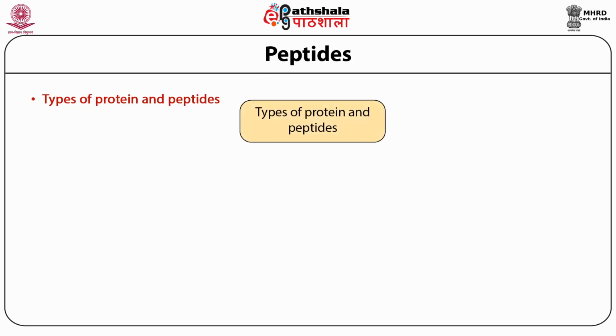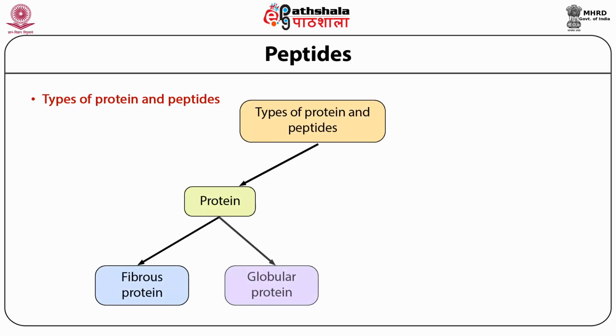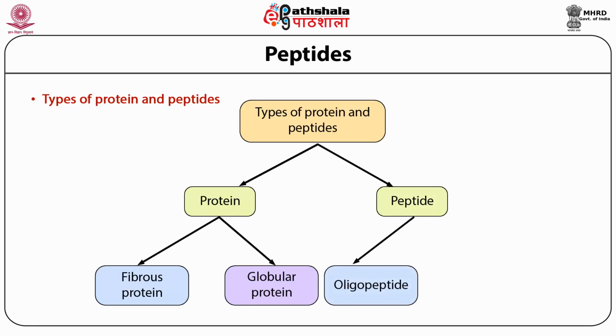Different types of proteins and peptides. Based on the nature of the proteins, they are divided into either fibrous or globular proteins, while peptides are classified according to the number of amino acids present, like oligo or polypeptides. Oligopeptide means there are around 10 or fewer amino acids, otherwise they are polypeptides.